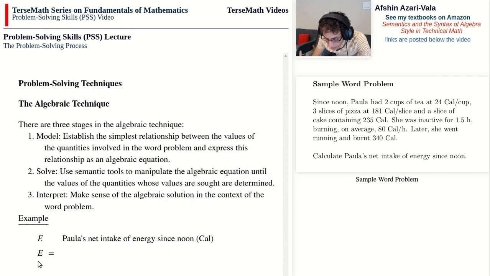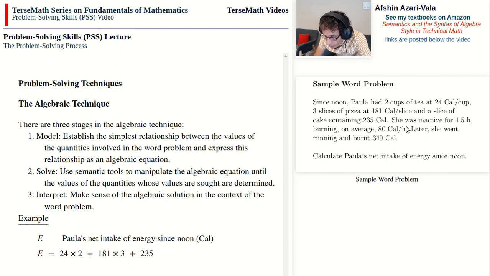So we write down E, that's Paula's net intake of energy since noon, is equal to, and I would like to go in the order that the numbers are presented. So we begin with 24 times 2. This will compute Paula's intake of energy from the cups of tea. She had 2 cups of tea, and each cup of tea had 24 calories. Now to this, we're going to add the intake of energy from the slices of pizza, which is 181 times 3. And then to this we add the intake of energy from the cake, which was 235 calories.